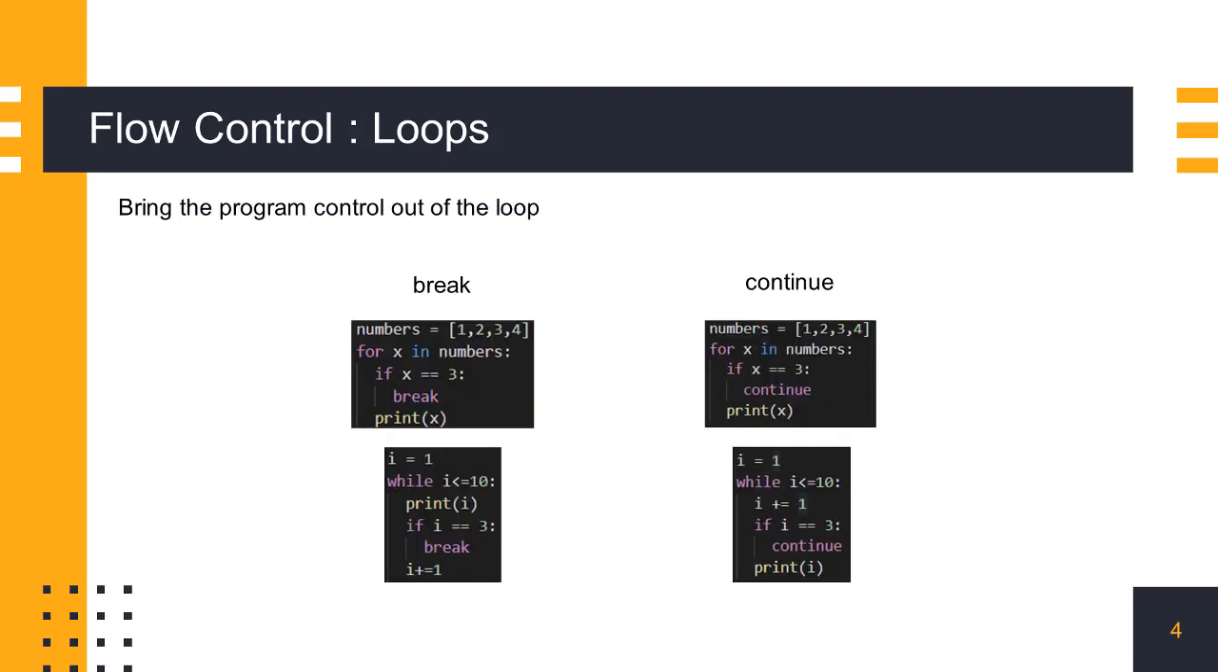Loops are great to control the flow of the program, but there are special keywords to control the execution of loops. These are break and continue. Break is a keyword which is used to bring the control out of the loop and the control goes to the next line after the loop. Continue statement is used to bring the program control to the beginning of the loop. It skips the remaining lines of code inside the loop and starts with the next iteration.